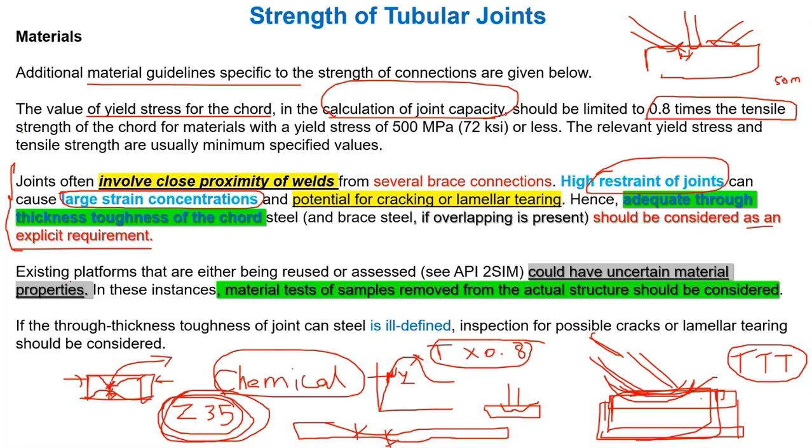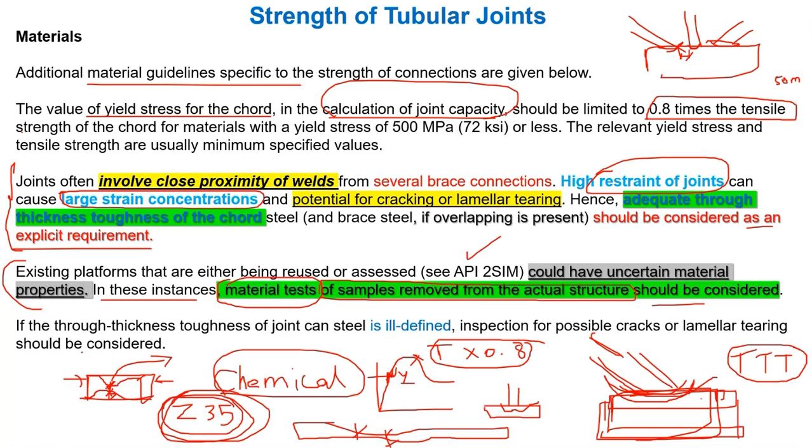Okay. The next sentence: existing platforms that are either being reused or reassessed could have uncertain material properties. That's possible because if it was installed very long back, then we don't have proper documentation of the material properties used for these existing platforms. So in these instances, what do they have to do? They have to do material tests on samples removed from the actual structure. They have to take some samples from the actual structure, do the testing, then get the properties, and use those properties. This is what API RP 2A recommends.